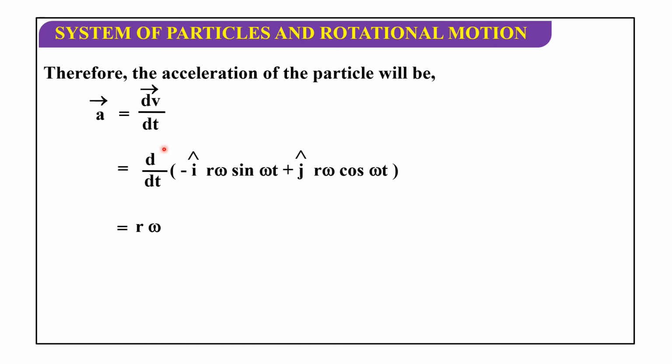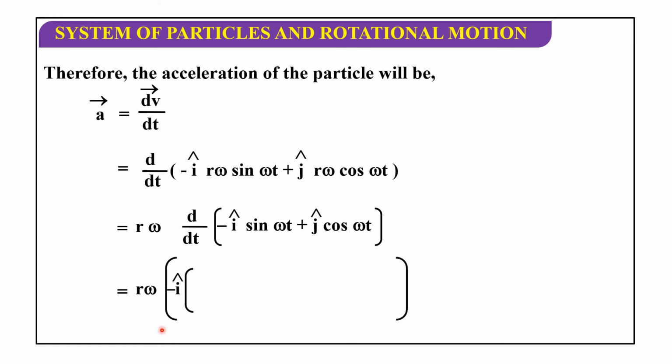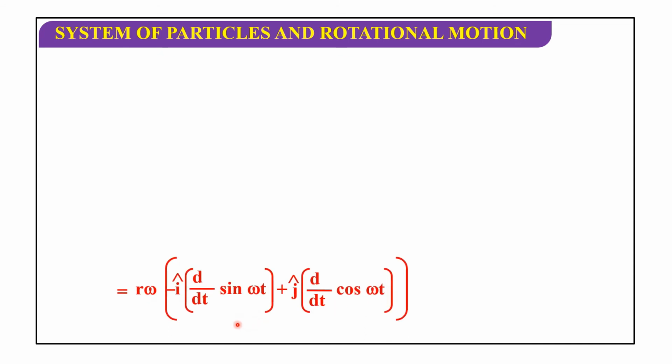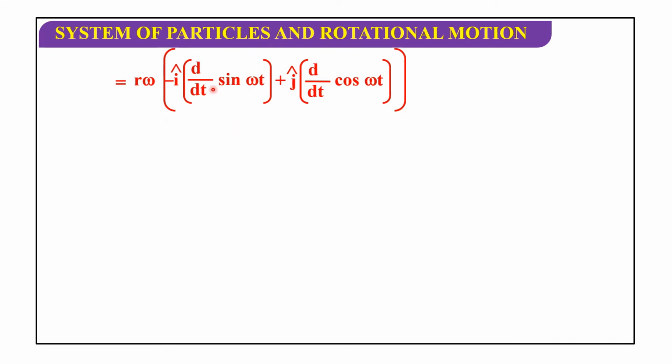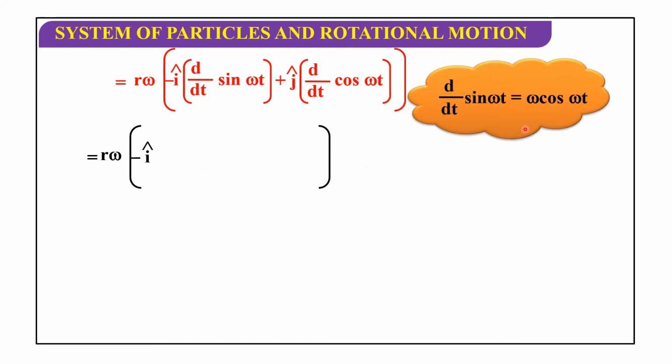That is equal to d by dt of minus i cap r omega sin omega t plus j cap r omega cos omega t. So this can be written taking r omega as common: r omega of d by dt of minus i cap sin omega t plus j cap cos omega t. So this is equal to r omega of minus i cap d by dt of sin omega t plus j cap d by dt of cos omega t. Now we are doing differentiation: r omega of minus i cap d by dt of sin omega t, omega cos omega t.